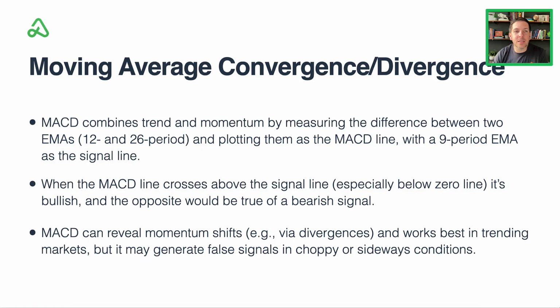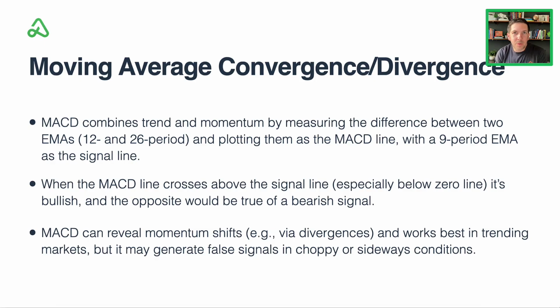The next one is the moving average convergence divergence, or lovingly referred to as MACD. This is a really popular one. I like MACD a lot. I'm partial to it. I think it's a good one. MACD basically does a couple things. It builds on top of this moving average discussion that we just went through, which combines trend and momentum by basically measuring different periods of moving averages.